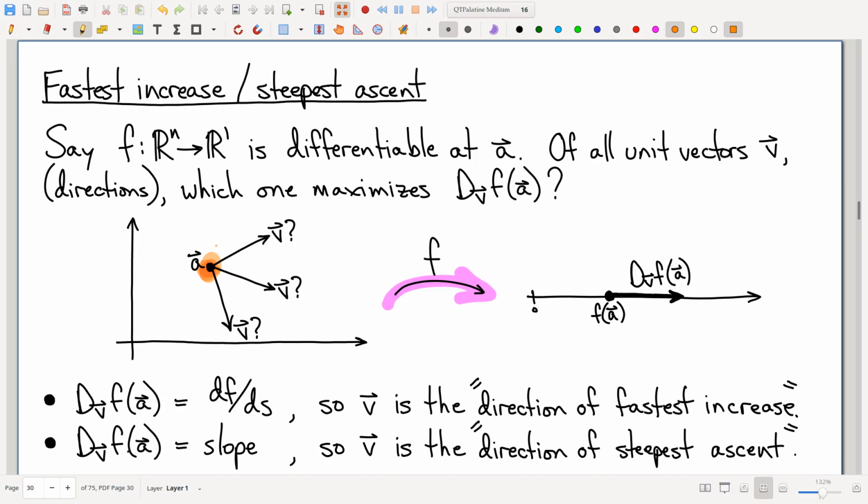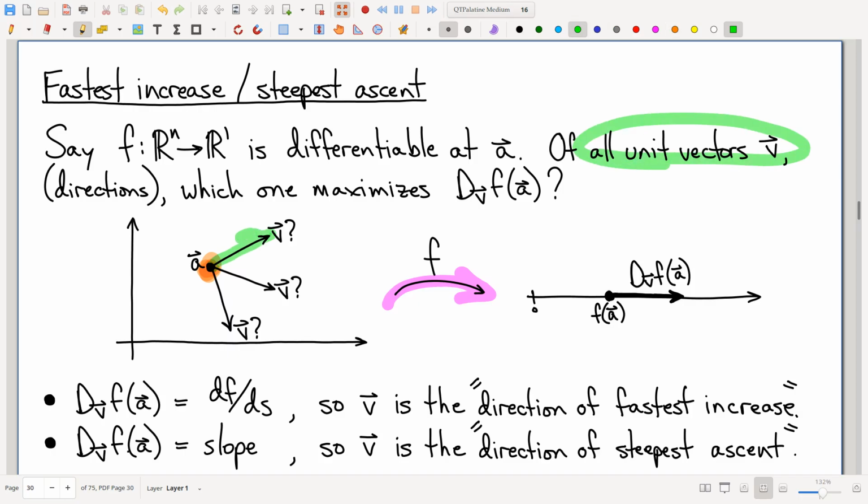Now let's just take a moment to dwell on what an extremely natural question that is. This point might represent my location, or by its coordinates it might represent the current state of a system that I'm looking to tweak. It represents the current state of being in some sense, and f represents something that I want to make as big as possible. So it's very reasonable to ask in which direction.